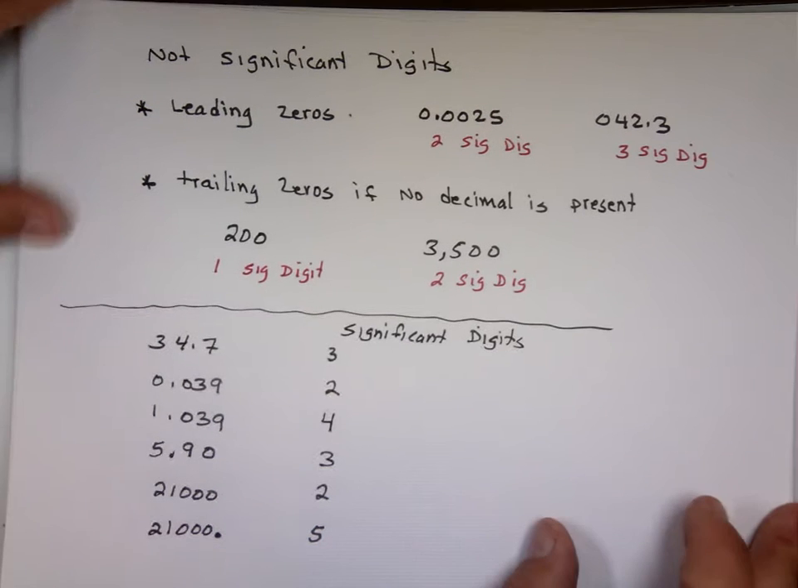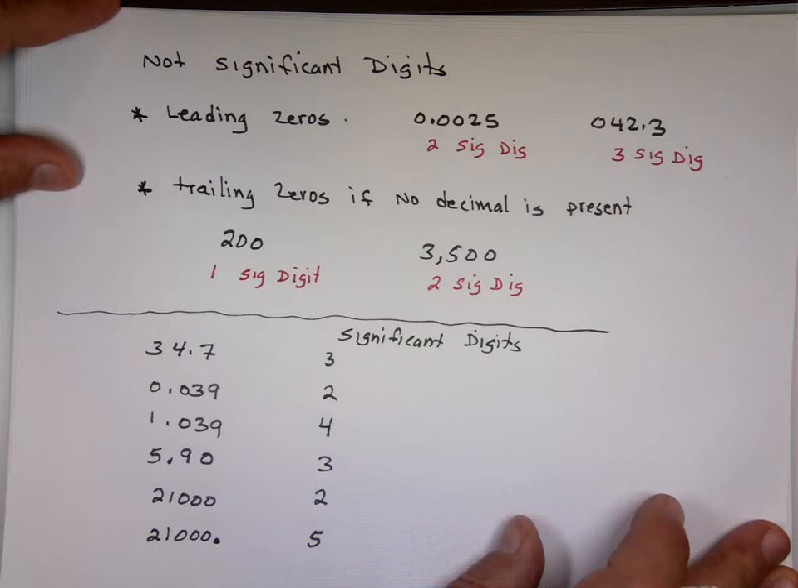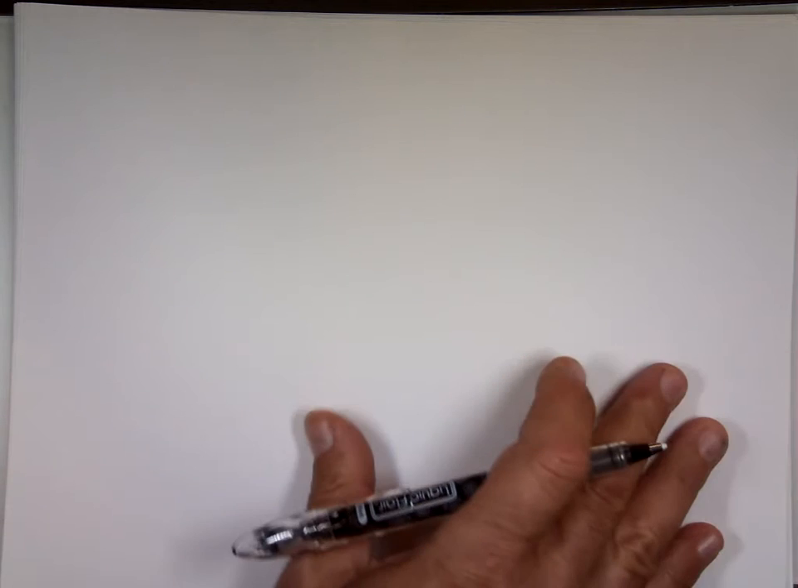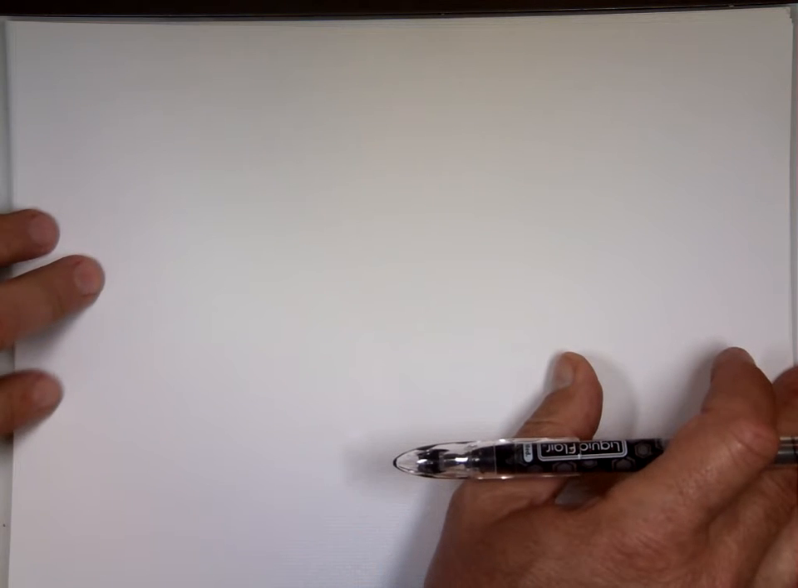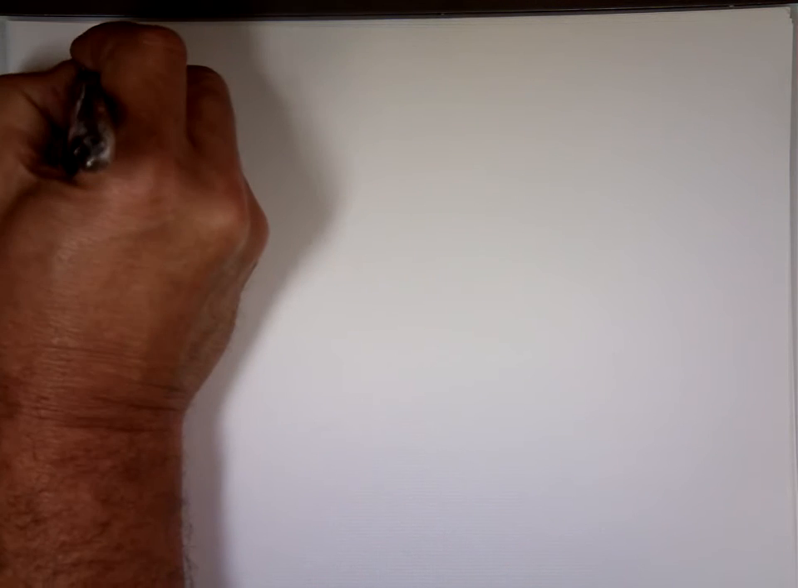I'm done with significant digit. Now let's look at accuracy versus precision. You'll hear them a lot, especially in chemistry. In physics, we use a lot of significant digit. In chemistry, we use a lot of accuracy and precision. So what's accuracy?